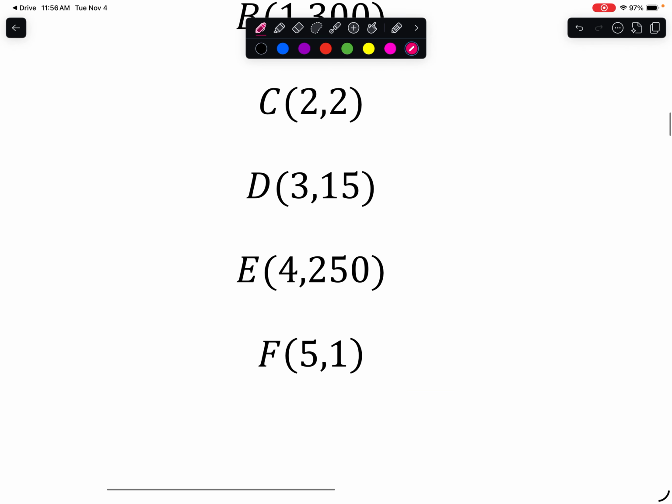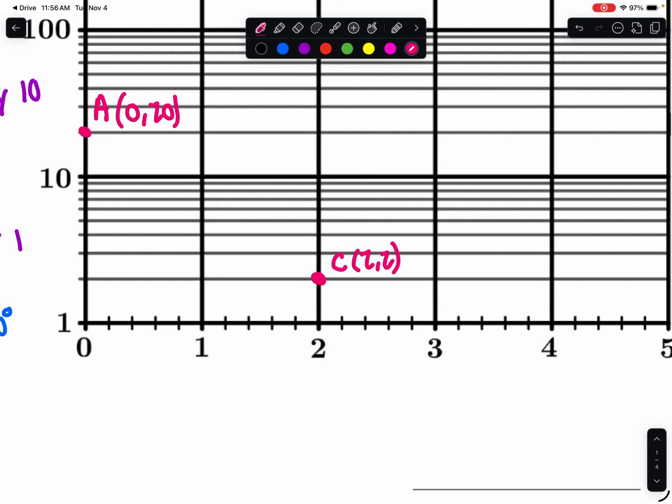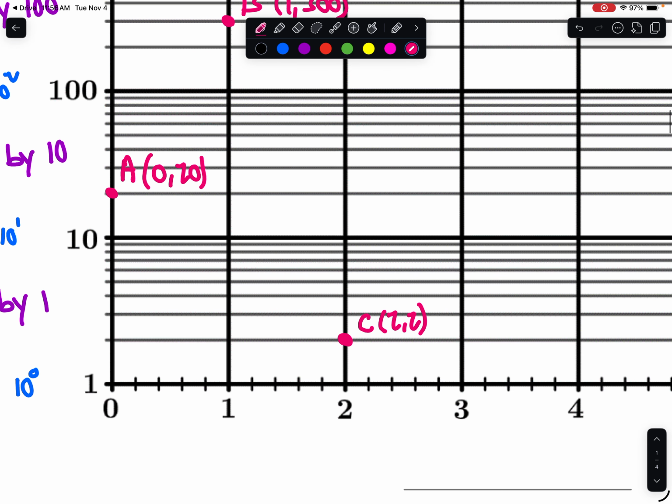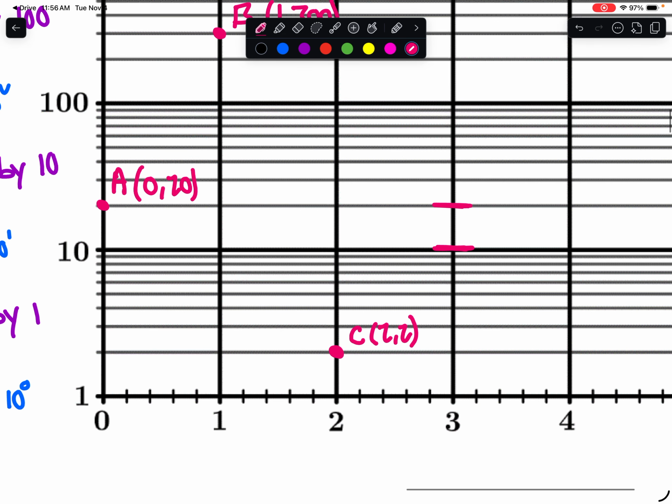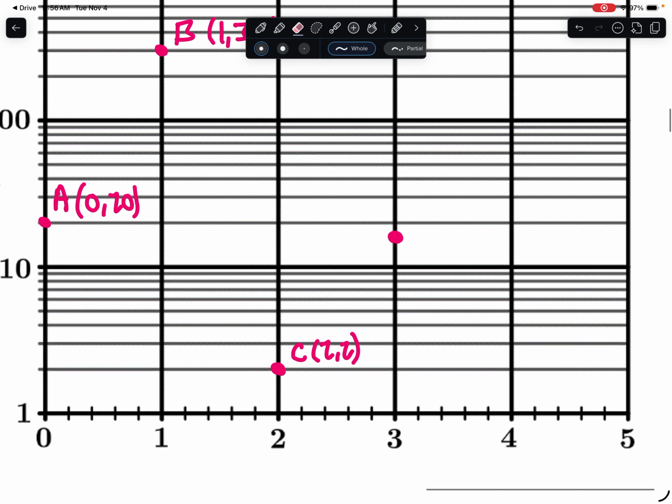And then for part D, now we have 3 comma 15. I'm going to go to 3 horizontally, and then I want to go up to 15. So 15 is going to be in between 10 and 20. Now, if you look at how the scaling is, we're going to get a little bit scrunched as we get further up. So that means we're going to be a little bit closer up to 20 based on the scaling. So I'm going to put it a smidge more than halfway. And then I'm going to say this is going to be point D, which is going to be 3 comma 15.